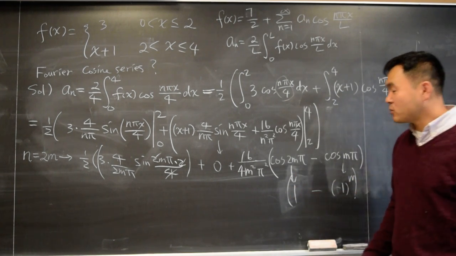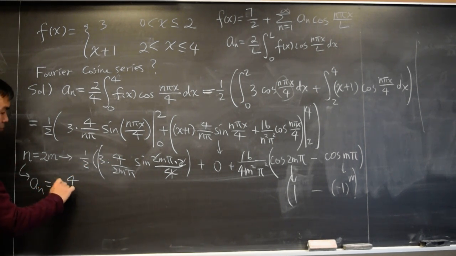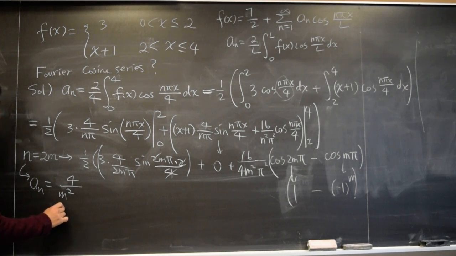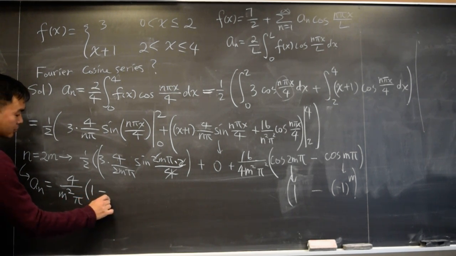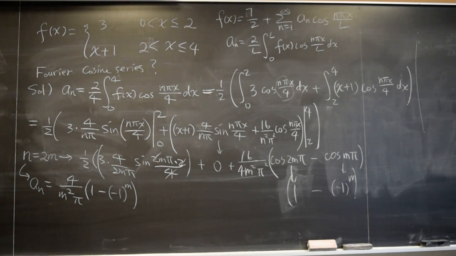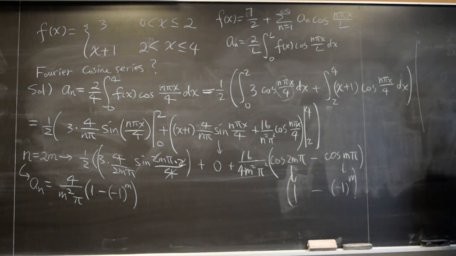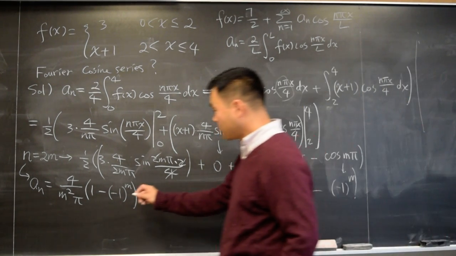And therefore, we see that a_n, when n is equal to 2m, is 16 divided by 4 is 4, so let me just write 4, m squared pi, and then 1 minus negative 1 to the m. That's when n is equal to 2m. Should it be pi squared? Oh, I forgot pi squared, thank you.